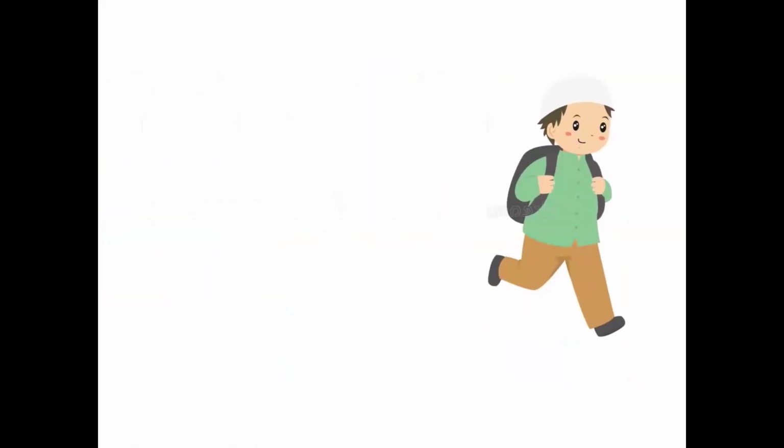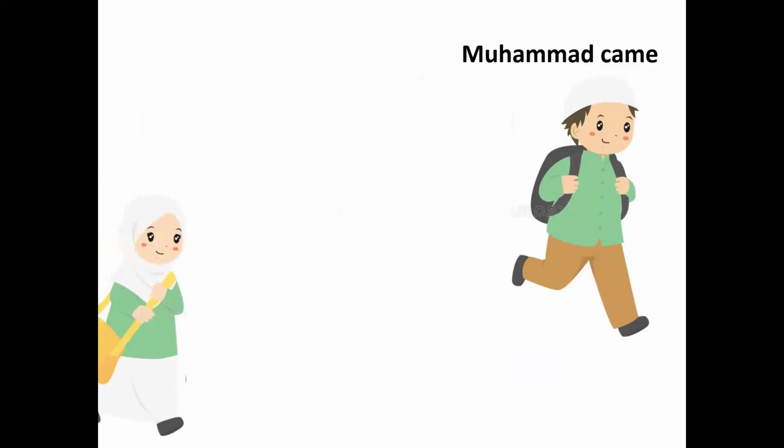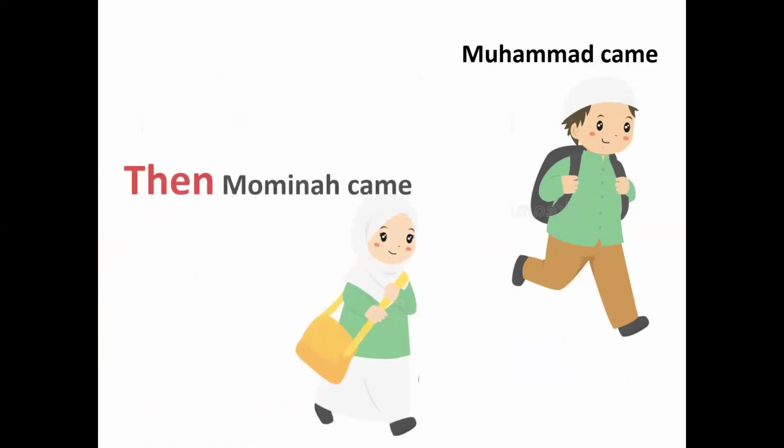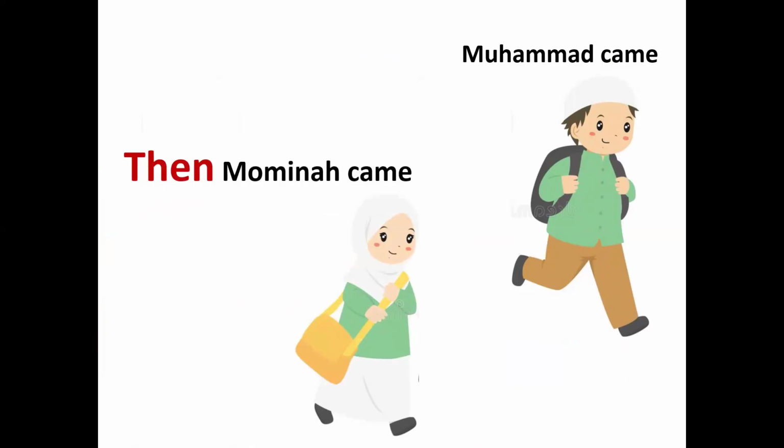Now you will see the next slide. In this slide, if you see, Muhammad came, then Momina came. Okay, so what's the difference between the last slide and this slide? In the last slide, Muhammad and Momina came together. That's why I used the conjunction "and". But now here, I didn't say Muhammad and Momina came. No, because they didn't come together. They didn't come at the same time. In this slide, what happened? Muhammad came, then after a little time, Momina came.